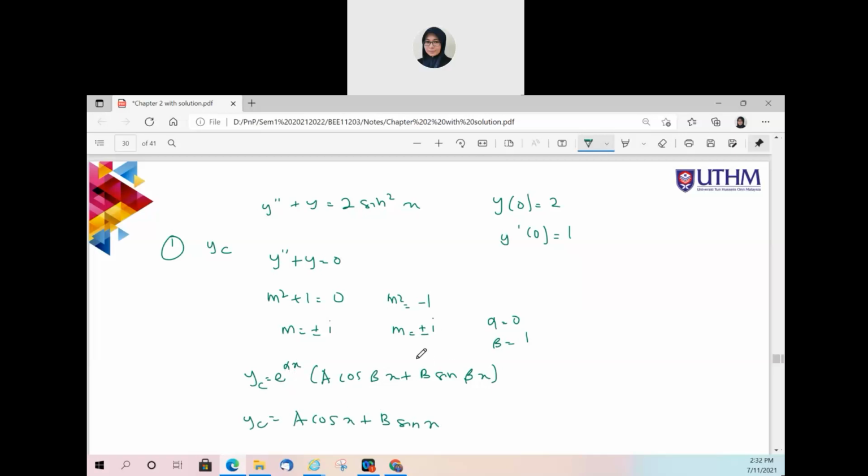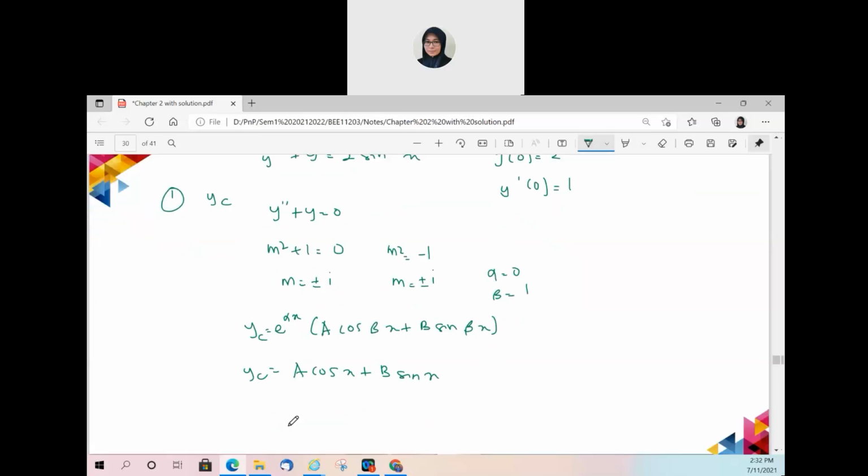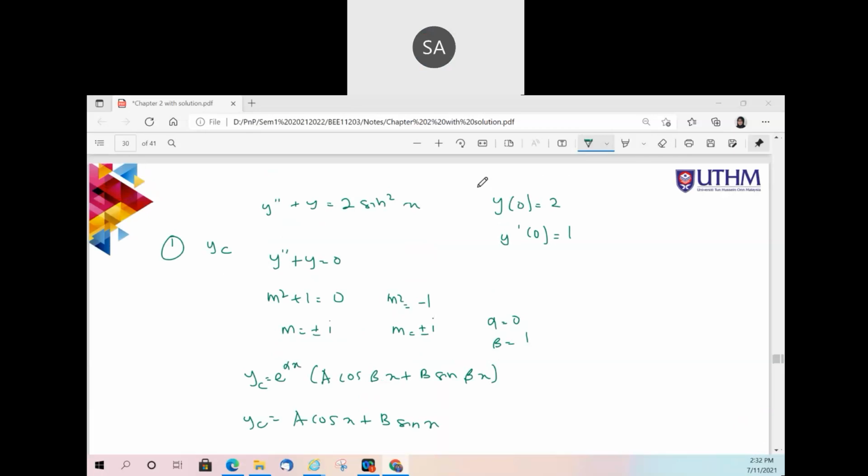Any question? Ada soalan tak? Doktor, saya ada soalan. Yang y(0) sama dengan 2, lepas tu y prime sama dengan 1 tu mana datang? Saya tak faham. Okay, ini initial condition.